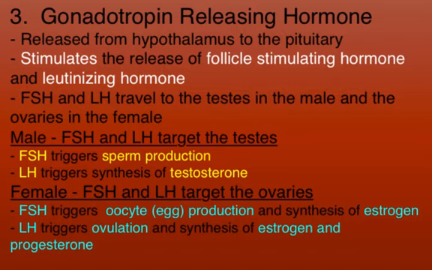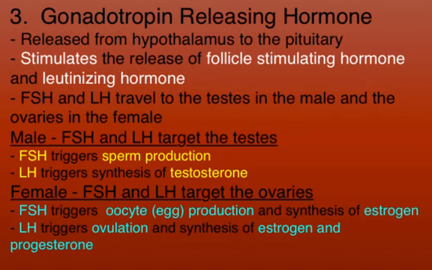FSH, or follicle-stimulating hormone, is released from the anterior lobe of the pituitary into the blood, where it travels to the testes in the male and the ovaries in the female. In the testes of the male, FSH binds to the nurse cells of the testes and triggers the production of sperm. In females, FSH binds to the ovarian follicle cells and triggers the production of the oocytes, or female eggs, as well as the secretion of estrogen.